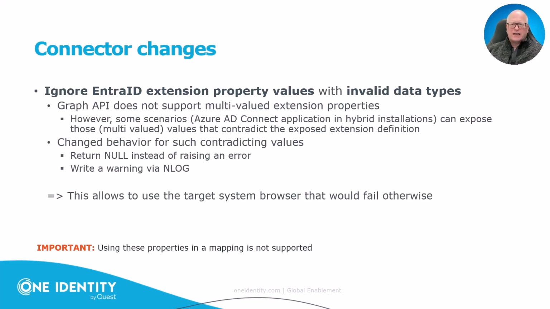The whole thing is mainly implemented so that people can use our target system browser. This is the button in the synchronization project, to use the API of the Identity Manager to look into, in this case, Azure Active Directory. And there were some error messages, of course, always if there were some multi-value property extensions here that were not really nicely filled with data.